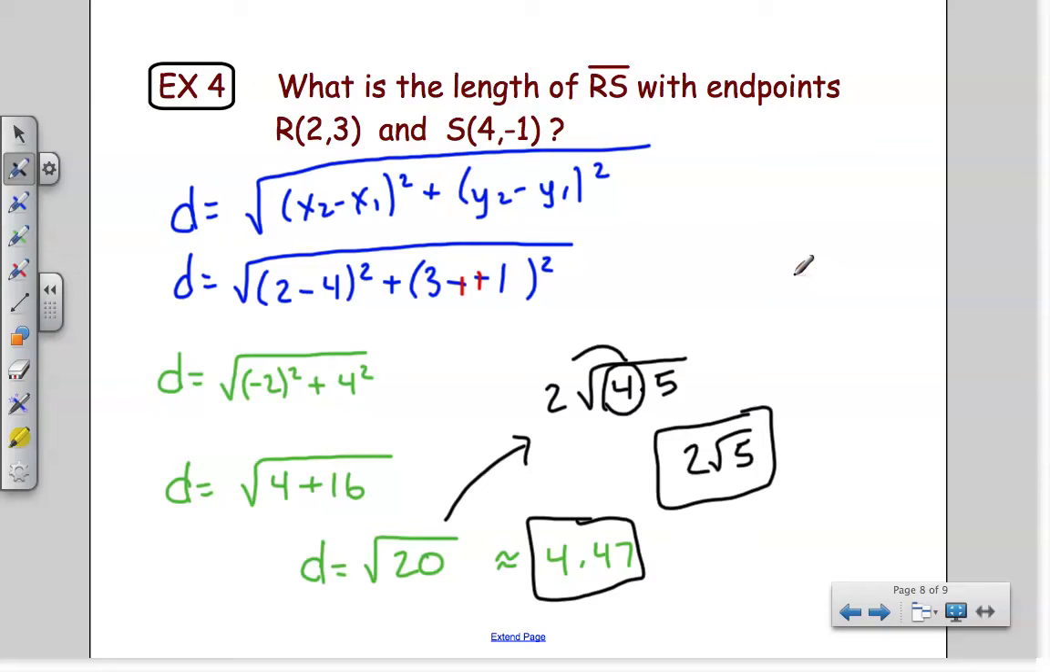So today, talking about midpoint, talking about bisecting segments, talking about how midpoint creates congruent segments, and using distance formula.